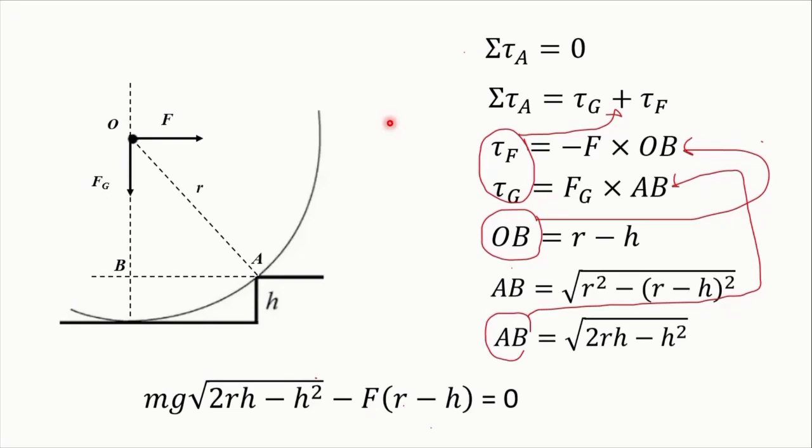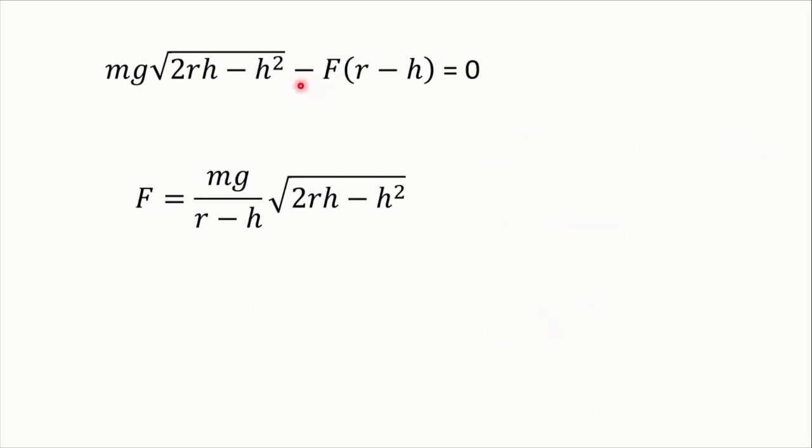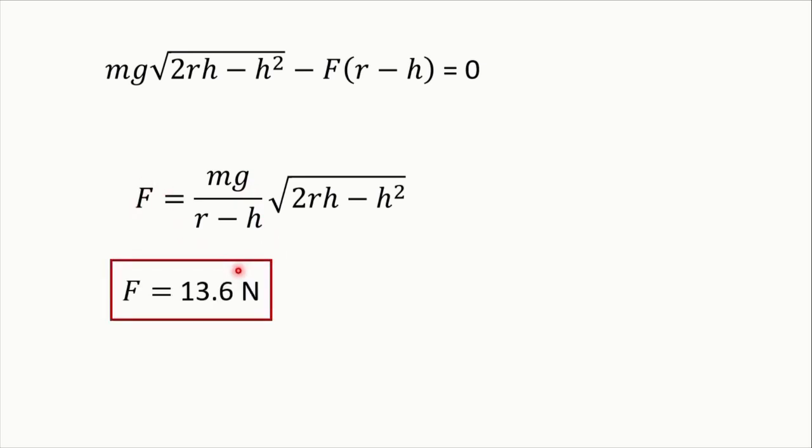The last step is to solve this equation. To do this, we just move this term to the right and divide by R minus h, and we will have the following answer. Using the numbers which we know for R, h, m and g, we can calculate the force, and the answer is as follows. The problem is solved completely.